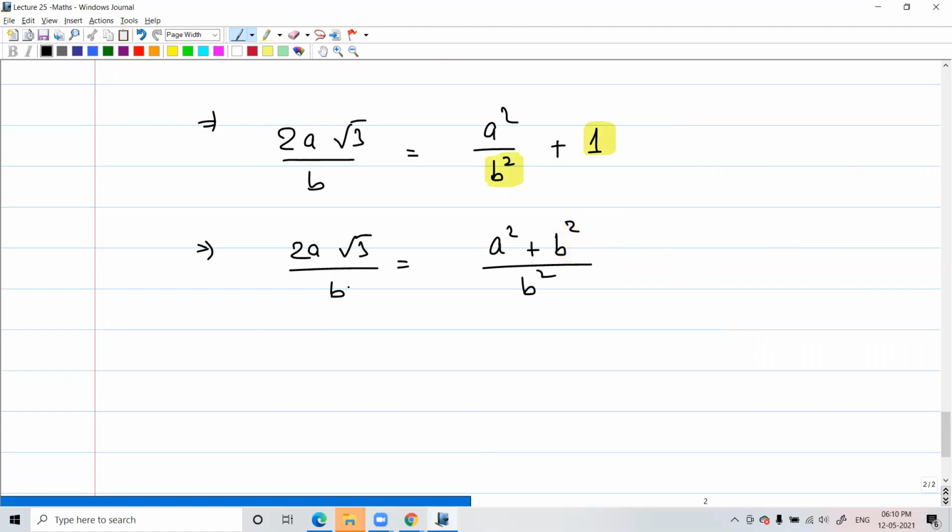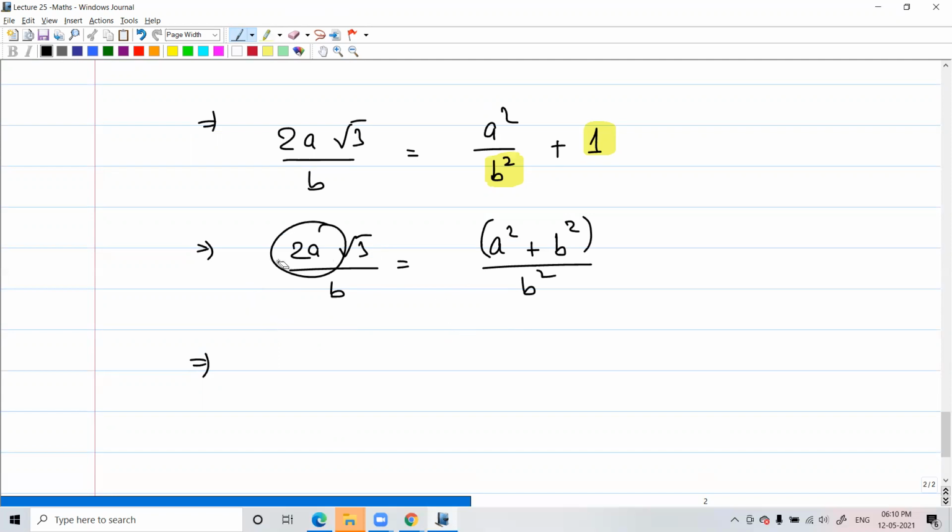Now, let's do some more transposing. b is over here, b square is over here. So if I send my b, which is in the denominator over here, I can transpose it to the numerator to the other side, right? Yes, sir. Then b and b square get cancelled, sir. Denominator becomes b. Yes, of course. And this 2a will also come down, from the numerator to the denominator over here.